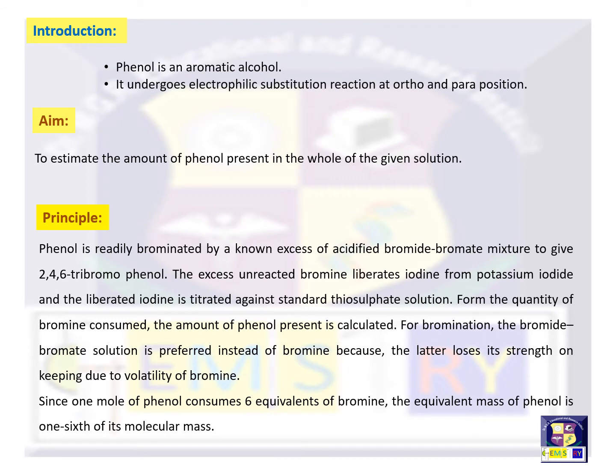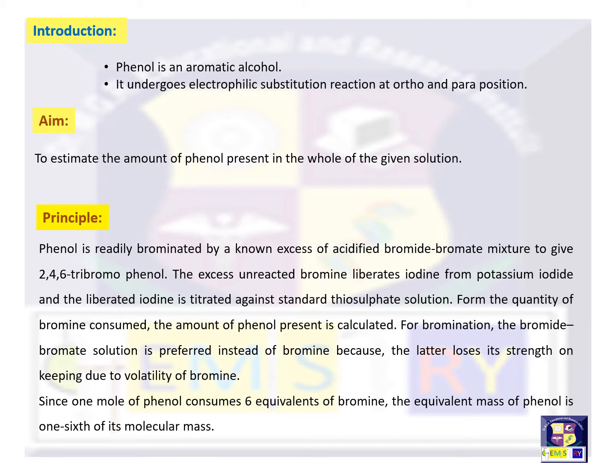We all know phenol is an aromatic alcohol and it undergoes electrophilic substitution reactions at ortho and para positions because it is an ortho and para director. This concept is considered here to estimate the phenol. So let us now go on to the experiment.